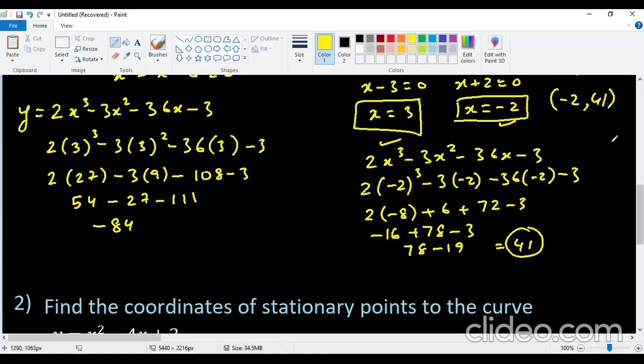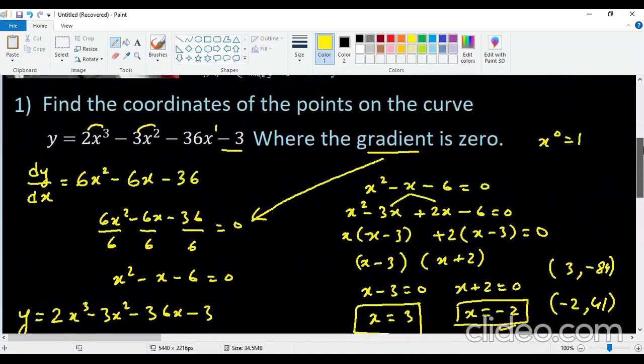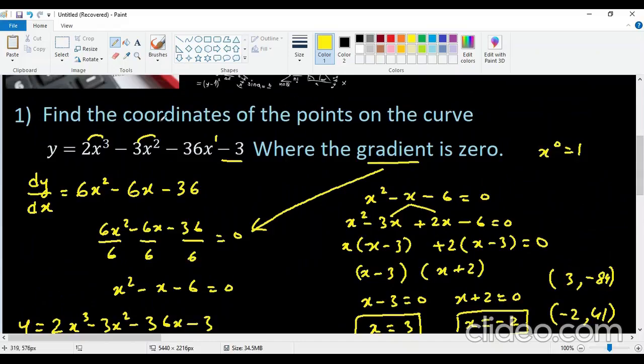So the first question is solved. We have found the coordinates of the points. The answer is this one. These are the 2 points.